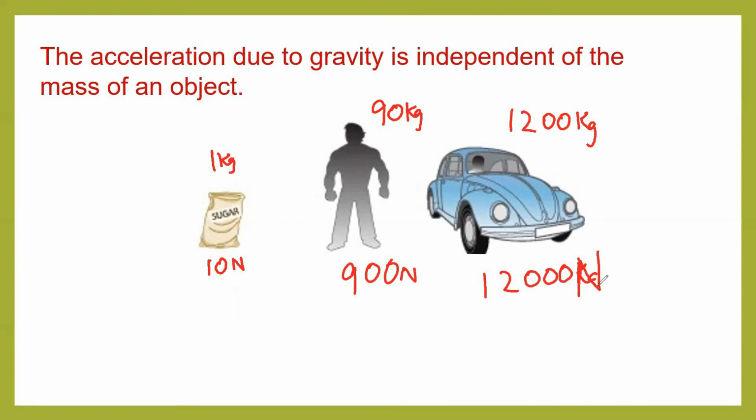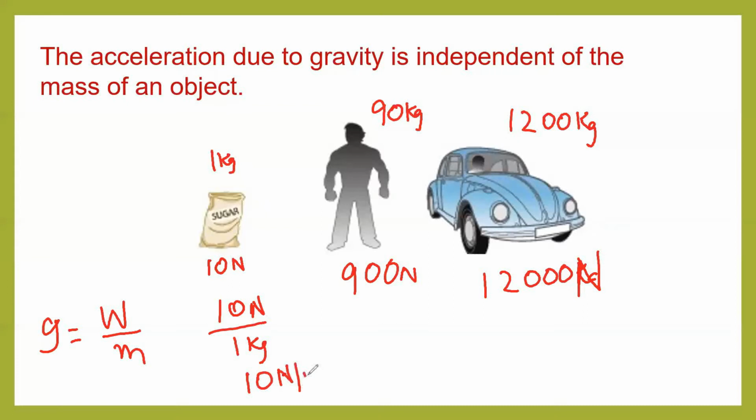then we can calculate the value of the g to see whether the gravity is independent of the mass or it depends upon the mass. So the formula for the value of the g is always W weight over mass. So I can use the same formula over here. So weight of the sugar is 10 newtons, and I'm going to divide by 1 kilogram, and I'm going to get the value 10 newtons per kilogram in this case.